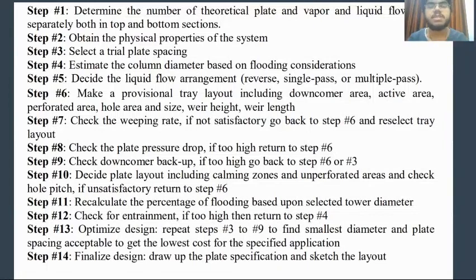Now the seventh step involves the weeping rate. If the weeping rate is not satisfactory, then we need to go back to step 6 and select the tray layout. The weeping flow rate is already described above. Now we check the plate pressure drop. We need to check the total pressure drop, the dry plate pressure drop, residual gas pressure head, downcomer backup, and downcomer residence time.